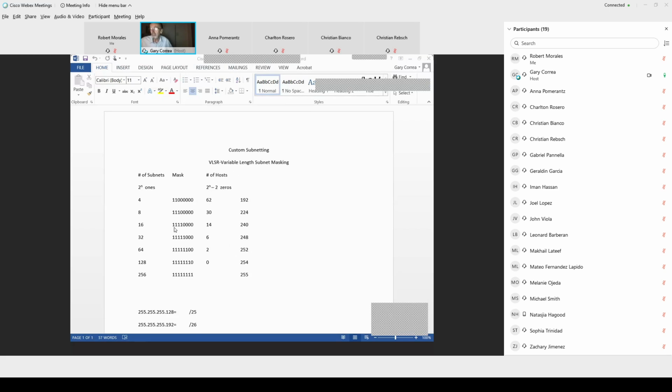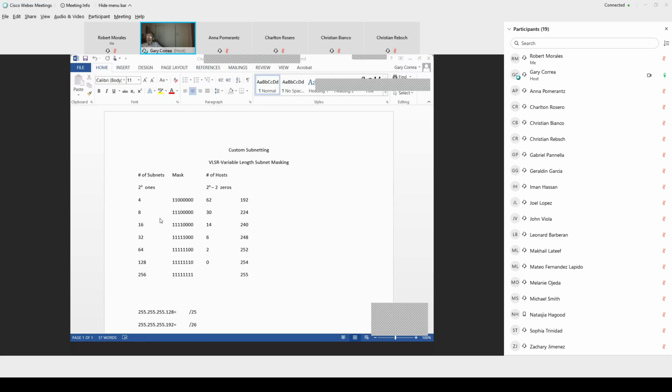Because this is 128 plus 64 plus 32 plus 16. If you add 128 plus 64 plus 32 plus 16, you'll get 240. On the other hand, with this one, if you add 128 plus 64 plus 32 plus 16 plus 8, then you get 248. See what I'm saying? So 2 ones is 192, 3 ones is 224.